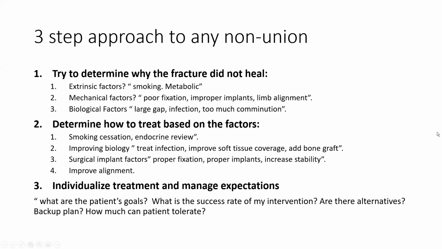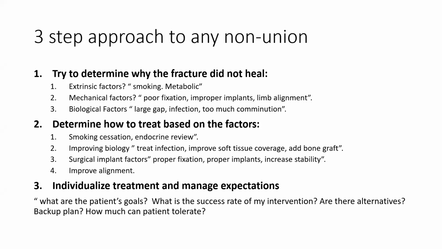The first step is trying to determine why the fracture did not heal, which actually is a very basic question that anyone would ask themselves. Any non-union comes to my clinic, I will think, why did the fracture not heal? We have three main things: extrinsic factors, smoking or metabolic; mechanical factors, poor fixation, improper implants or alignment issue; and the third one is biological factors, large gap, infection, or too much comminution.